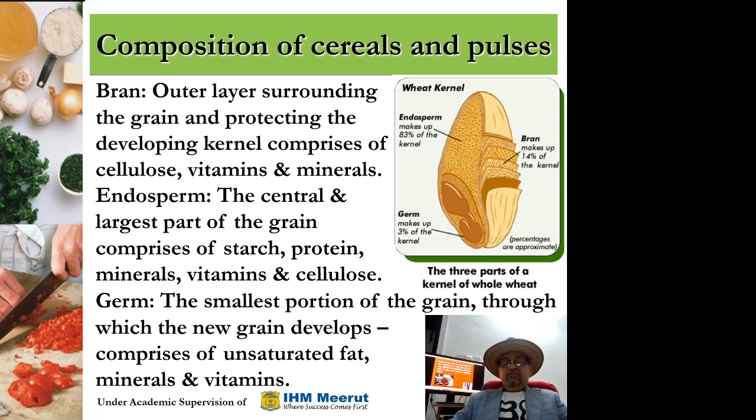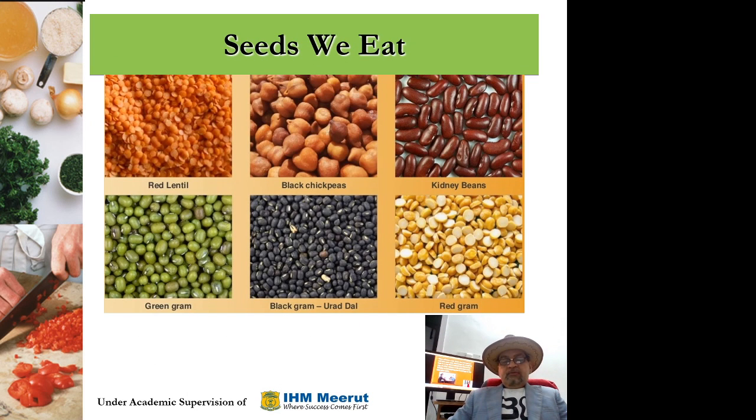What is germ? Germ is the smallest portion of the grain through which the new grain develops. It comprises of unsaturated fat, minerals, and vitamins. So germ, as you can see in the diagram, top right, is like the egg yolk of an egg. This is the place from where the new plant comes, where life is. These are the seeds that we eat.